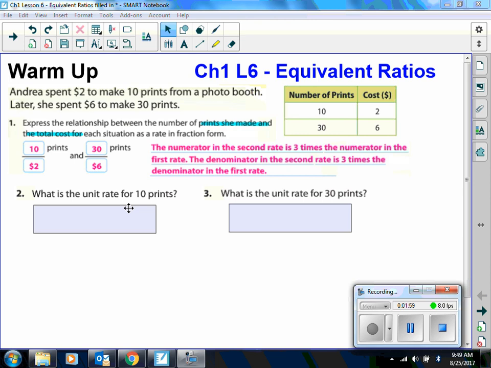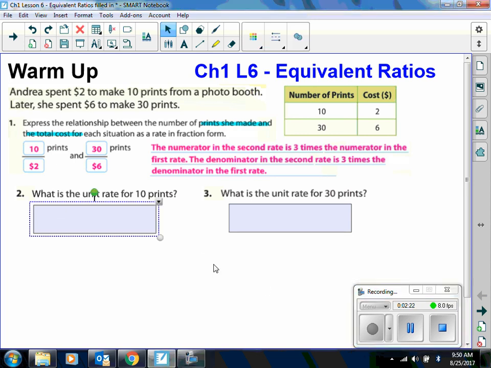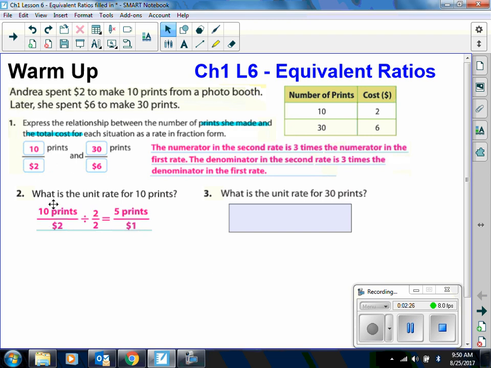Here, number 2 and number 3 says, what is the unit rate for 10 prints? Now remember, the unit rate is a rate that is simplified to what in the denominator? To 1 in the denominator. Very good. So here, if I divide 10 and 2 by what? 2. By 2, what am I going to end up with? 5. Very good. So that means that she, as a unit rate, got 5 prints for $1 the first time. The second time, now let's do the unit rate for 30 prints. What am I going to divide the numerator and the denominator by here? 6. And what's my unit rate going to be there? 5 over 1. And because we noticed up here that they were equivalent ratios, the unit rates will also be equivalent.